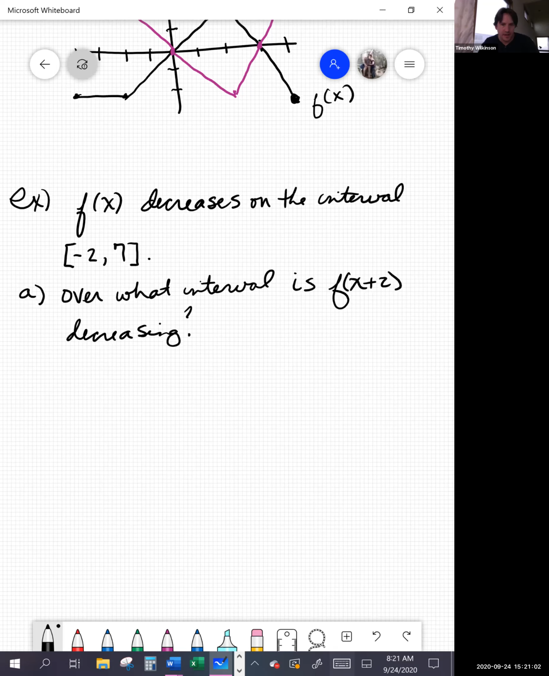Don't think of this as a point. That kind of looks like a point. So this is a range of x values. So we have to actually shift the -2 also over 5 units. So if we add 5 to -2, we get 3. And then if we add 5 to 7, we get 12.